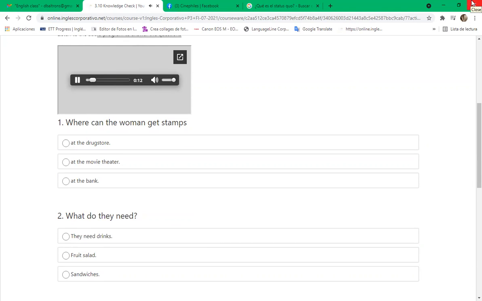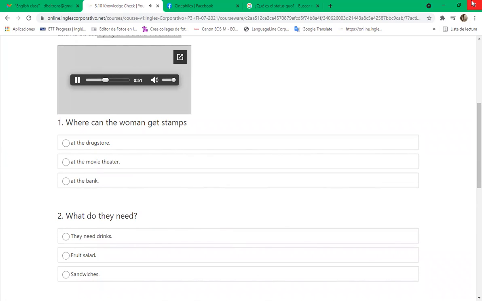Units 13 to 14 Progress Check. Page 98. Exercise 1. Listening. What are you looking for? Listen to the conversations. What do the people need? Where can they get or find it? Complete the chart. 1. What are you looking for? I'm mailing some letters, and I need some stamps. Well, you can get some at the drugstore. They sell stamps. Oh, great. Thanks.